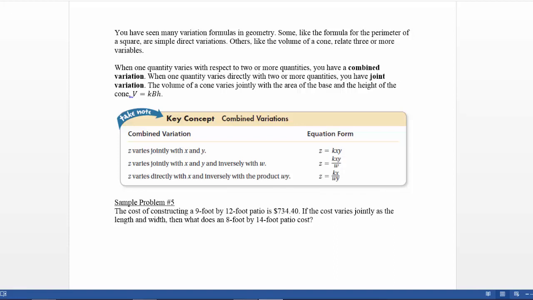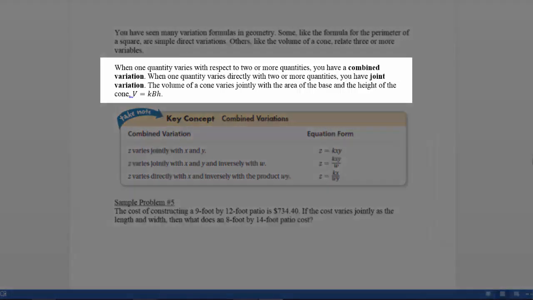Now that we have reviewed direct variation and inverse variation, we can start to combine different types of variation. And so you can see from the concept box that we have multiple types of combined variation. The first vocabulary word that you need to become familiar with is joint variation, and this basically tells us when a quantity varies directly with two or more quantities.